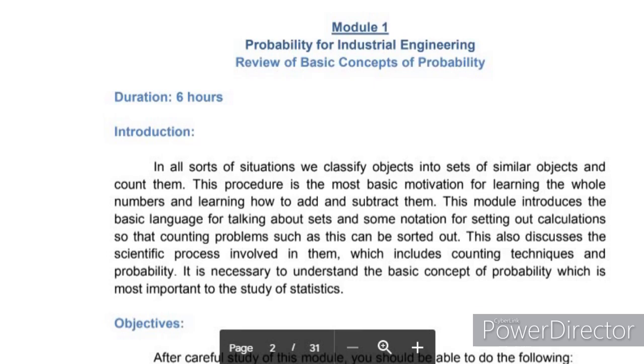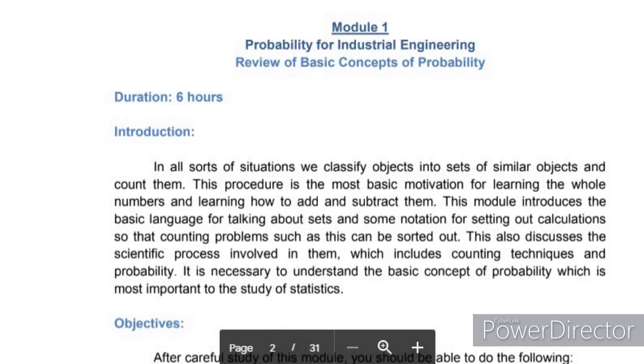For the introduction, in all sorts of situations, we classify objects into sets of similar objects and count them. This procedure is the most basic motivation for learning the whole numbers and learning how to add and subtract them. This module introduces the basic language for talking about sets and sum notation, for setting out calculations so that counting problems such as this can be sorted out. This also discusses the scientific process involved in them, which includes counting techniques and probability.